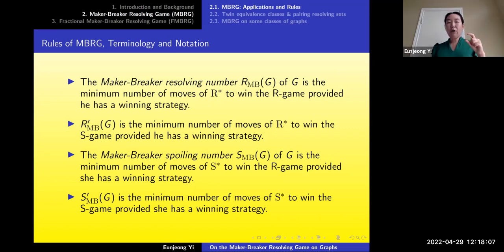So if you look at R of G versus S of G, those are the situations when the resolver played first. Whereas in the second and fourth bullets, where there is a prime, that means that the spoiler played first. So that's the difference. Next.